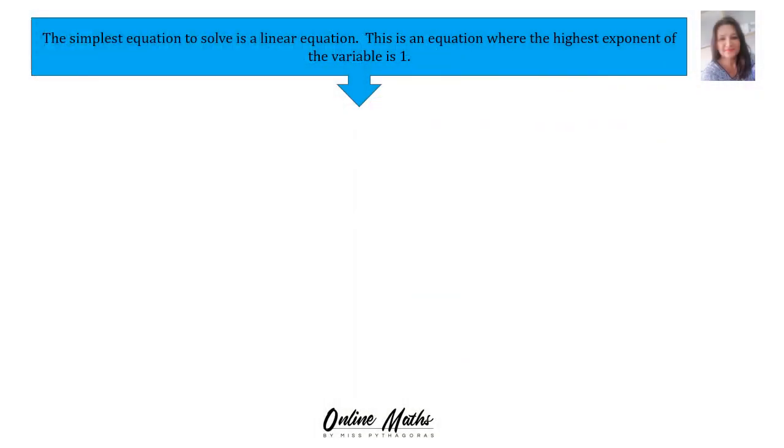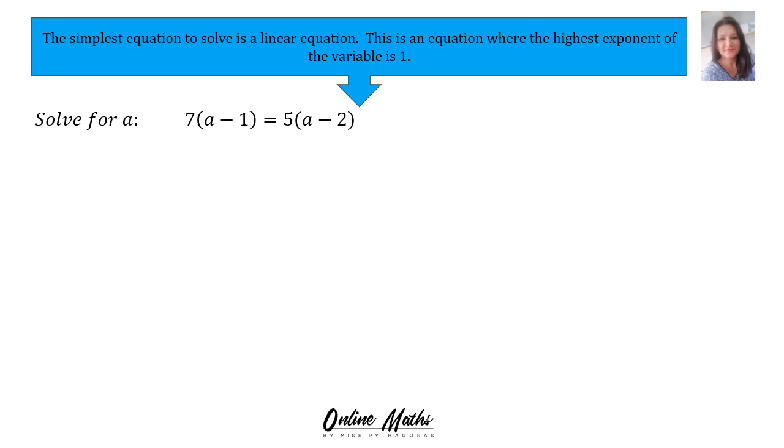The simplest equation to solve is a linear equation. This is an equation where the highest exponent of the variable is 1. The question is solve for a, and then I give you that. So the first thing that you want to do is get rid of the bracket, and we say we use the distributive property of multiplication.